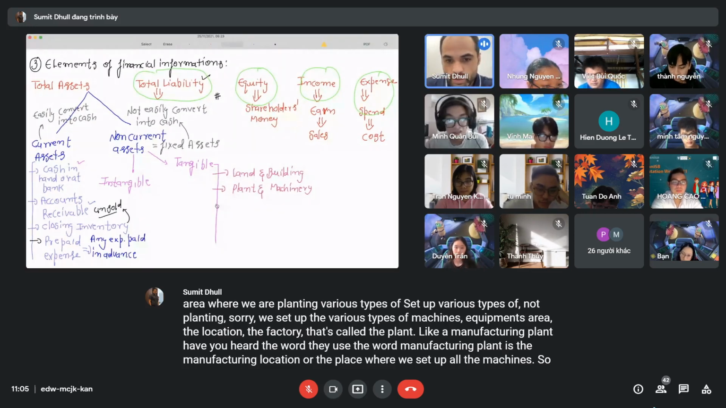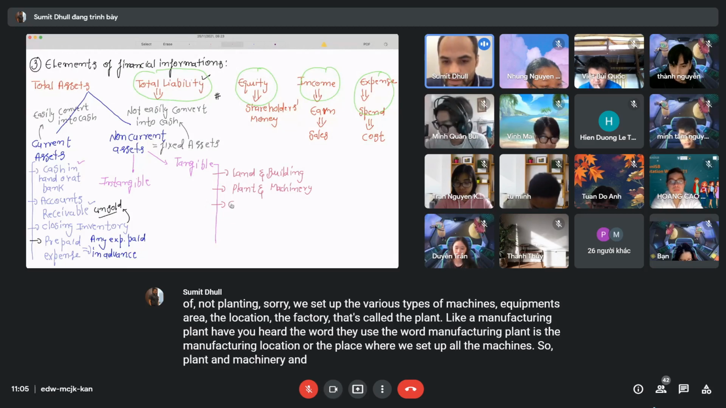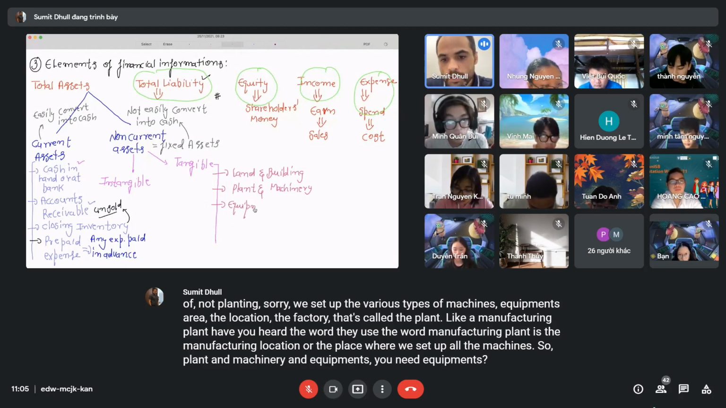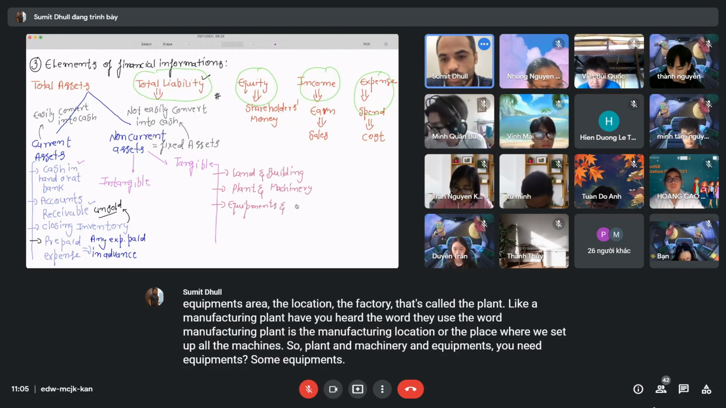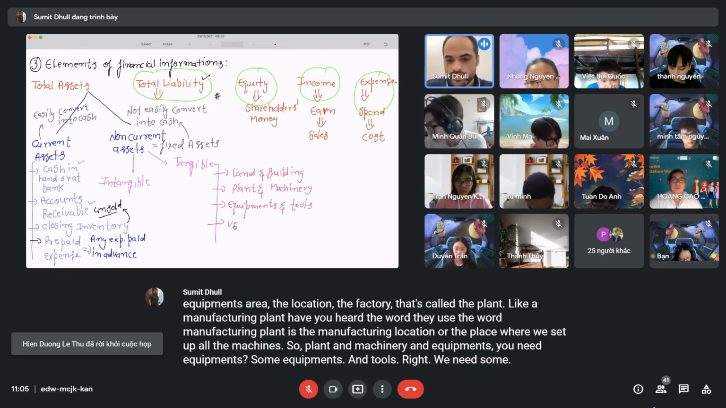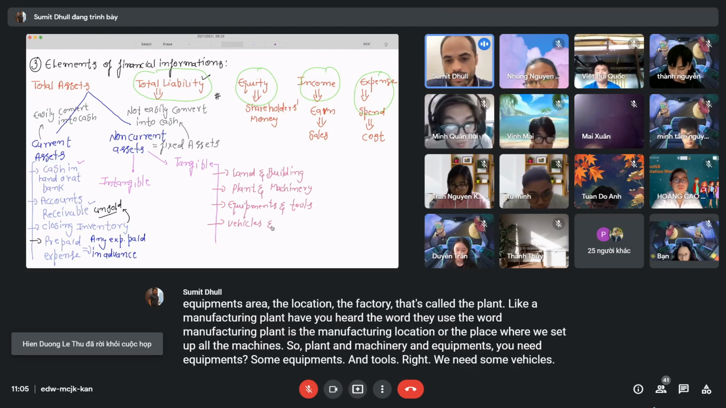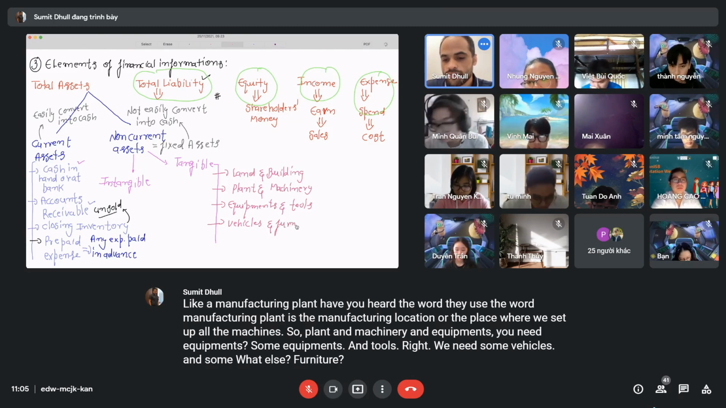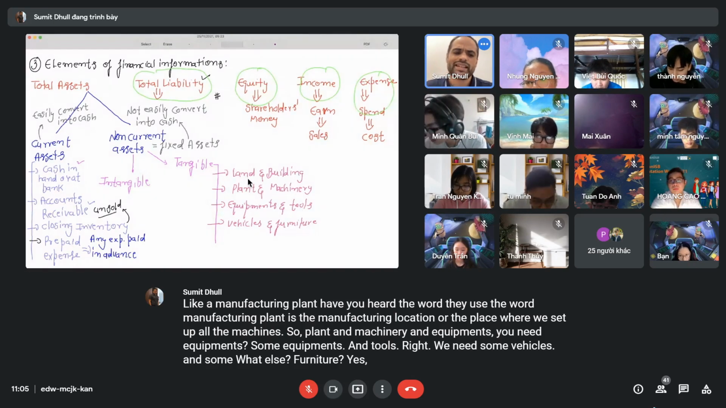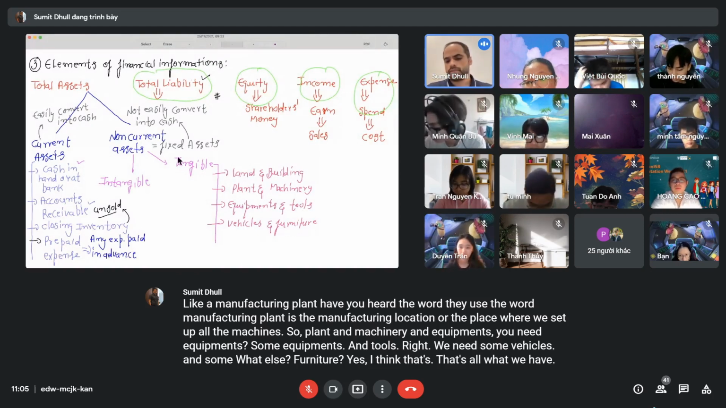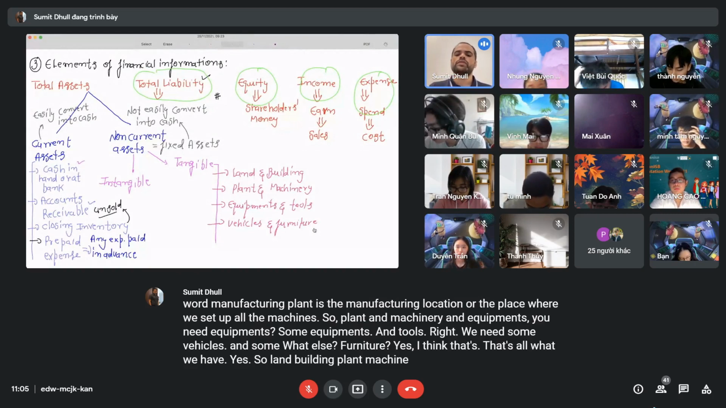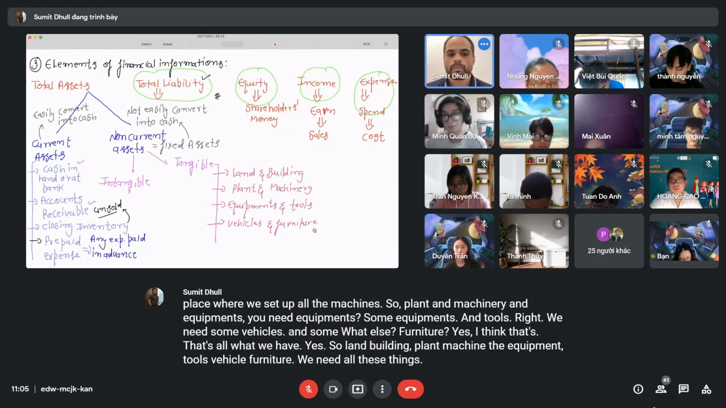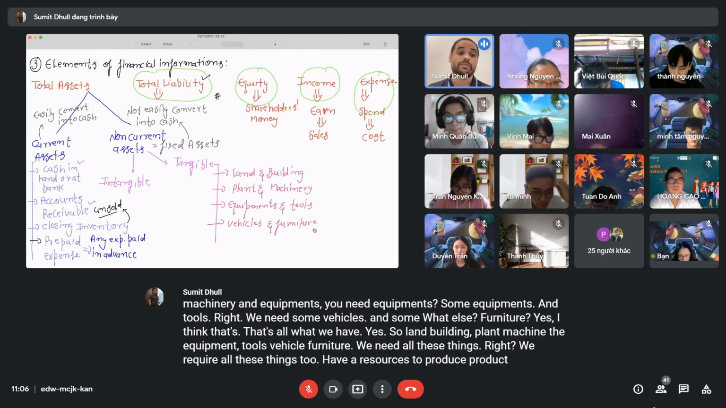So plant and machinery and equipment. You need some equipment and tools, right? We need some vehicles and what else? Furniture. Yes, I think that's all we have. So land, building, plant, machinery, equipment, tools, vehicle, furniture. We require all these things as resources to produce product, because assets means resources, right?